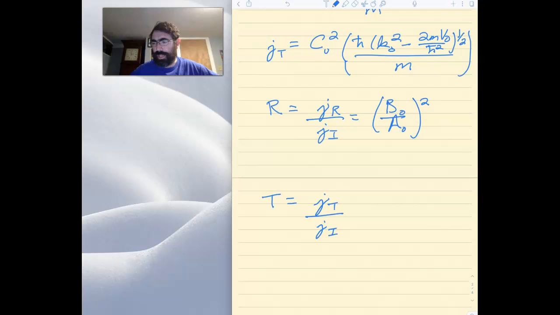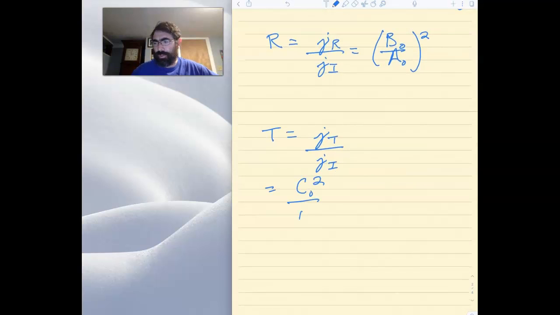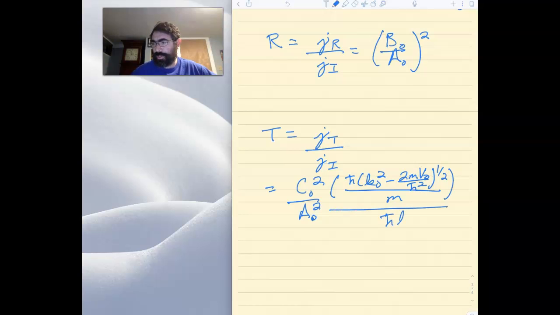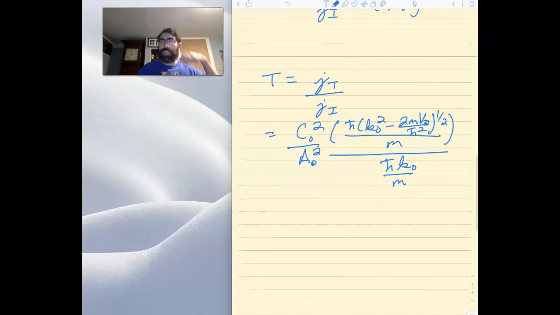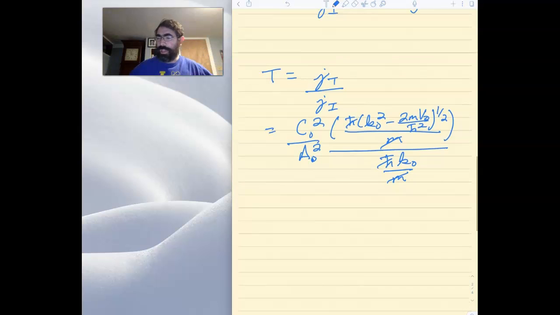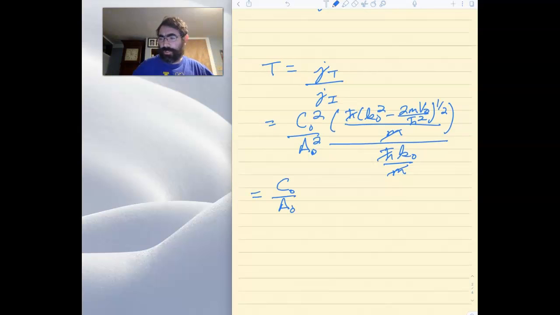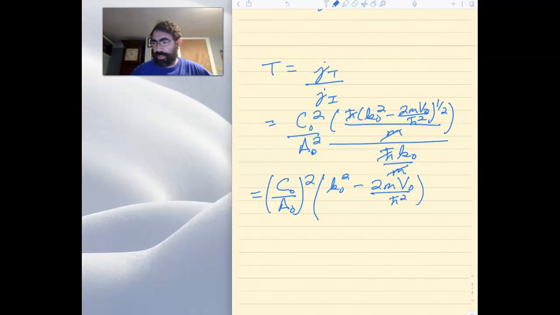And so now we write that out as C0 squared over A0 squared, and H bar times the square root of K0 squared minus 2mV0 over H bar squared, over M, divided by H bar K0 over M. So the M's cancel, H bar cancels, and what we're left with is C0 over A0 squared, the normalization constant, and the square root of K0 squared minus 2mV0 over H bar squared, over K0.